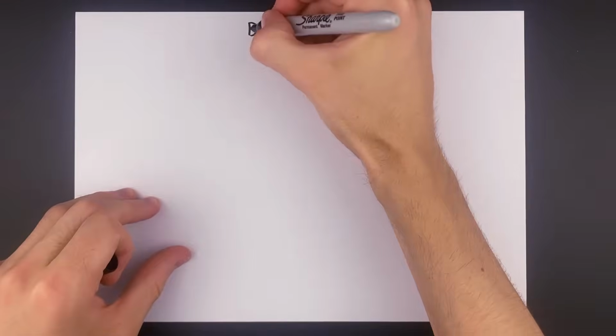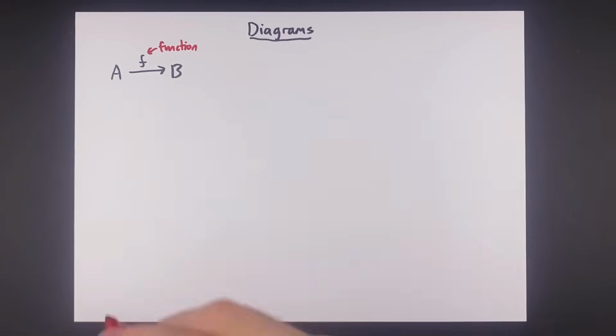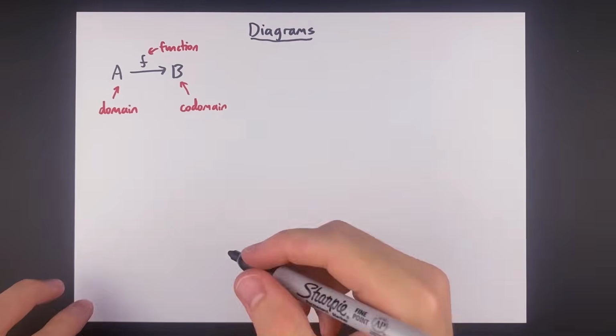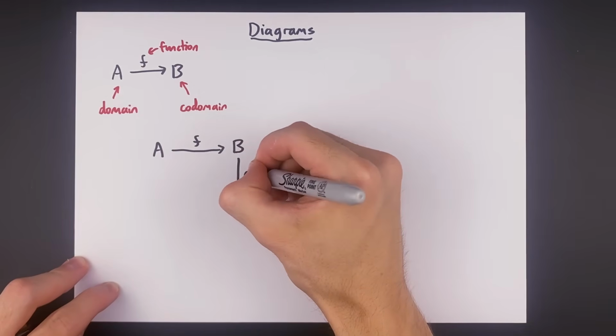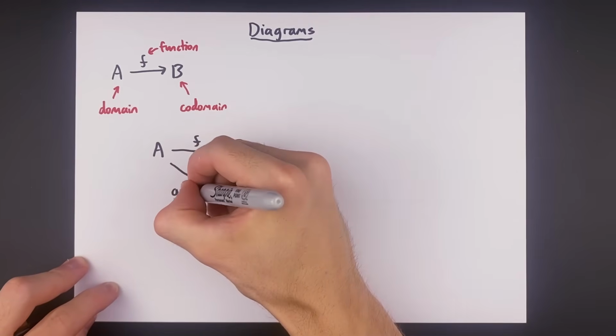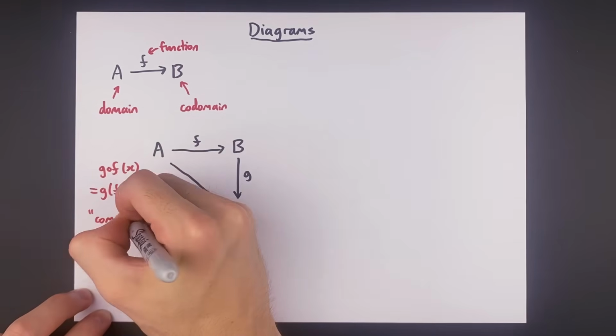Before we go any further, let me set up some notation for single variable functions. I'm going to draw a function between two sets as an arrow. The set of inputs to the function is called the domain, and the set of outputs is called the codomain. If I have a function f from a set A to another set B, and then another function g from B to another set C, then applying g to the output of f gives a function directly from A to C. This is called function composition.